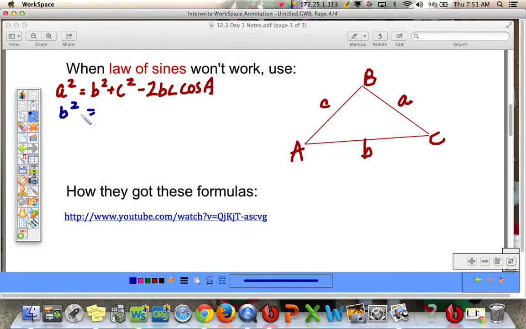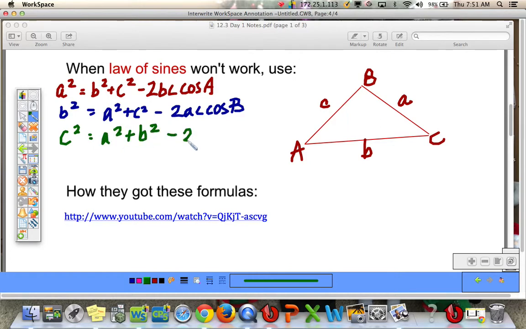We switch the order, so B and A I'm going to switch in this equation. So B squared will be A squared plus C squared minus 2AC cosine of B. And what if you want to solve for side or angle C? We'll switch C and B here. C squared equals A squared plus B squared minus 2AB cosine of C.